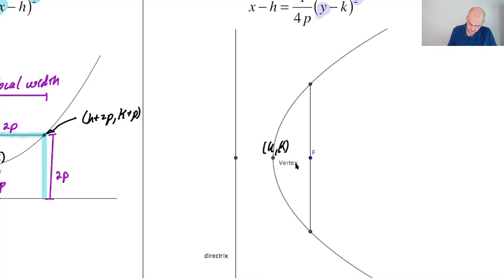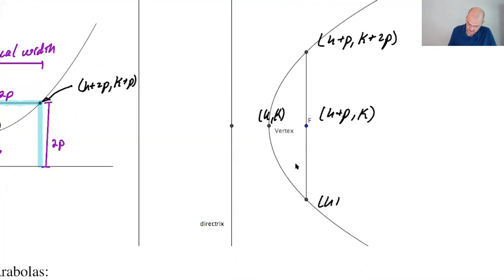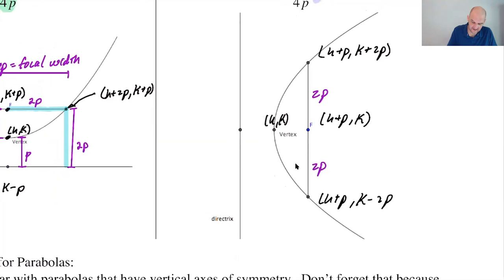All right, so we know that we move p units to get here, so it's going to be h plus p, k. We know that we're going to move up 2, so it's h plus p, and then k plus 2p. Here we're going to move down, so it's h plus p, k minus 2p. So all of this is predicated on the fact that this is 2p, this is 2p. So the focal width is 4p. These are the endpoints of the latus rectum. Here's one endpoint. Here's another endpoint.